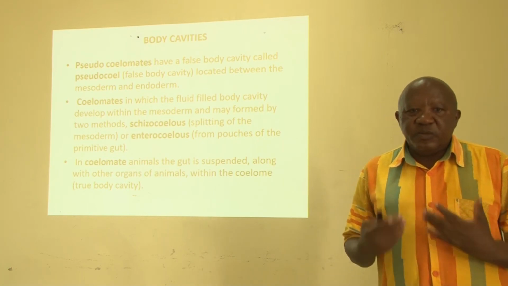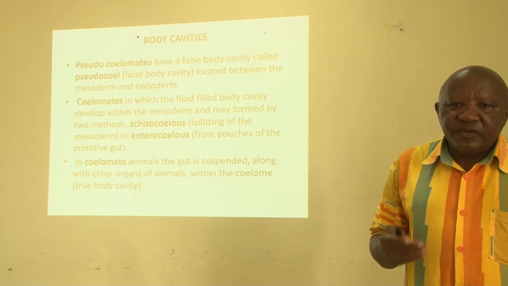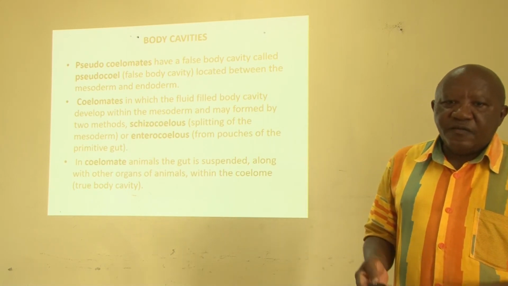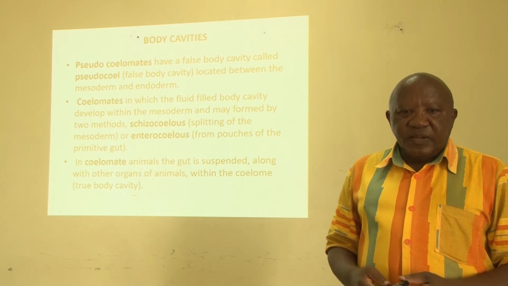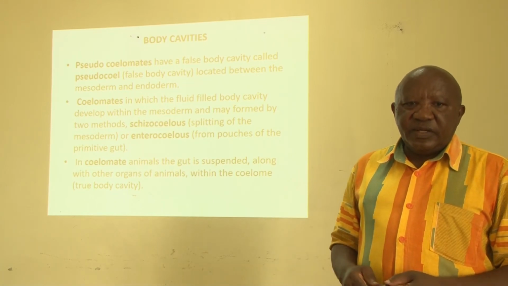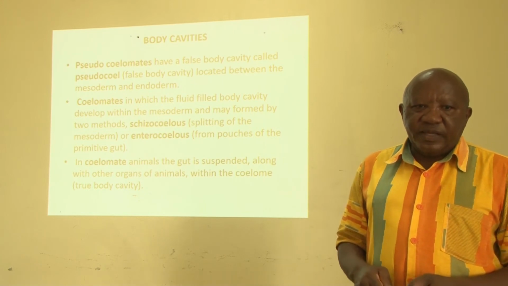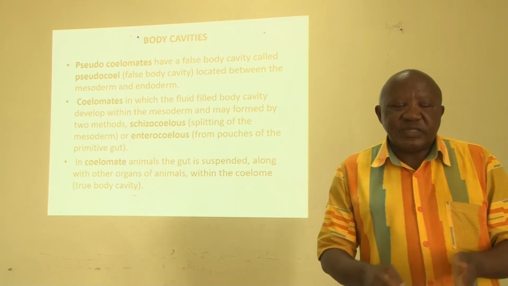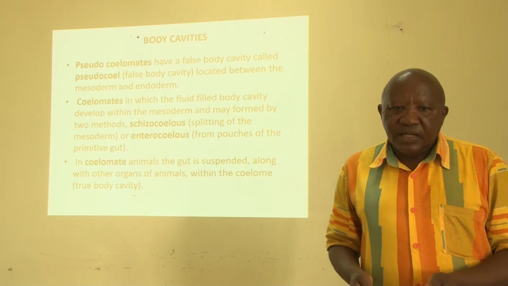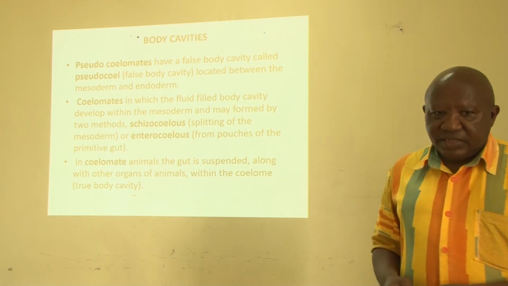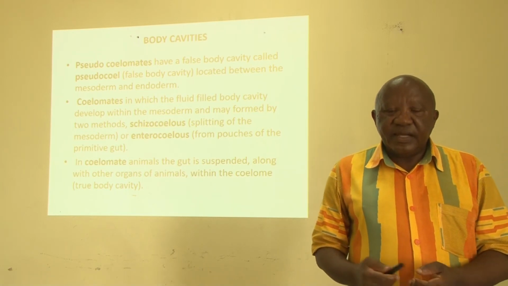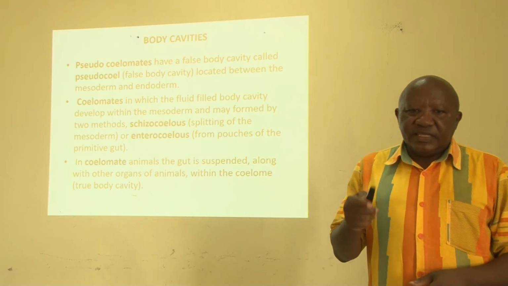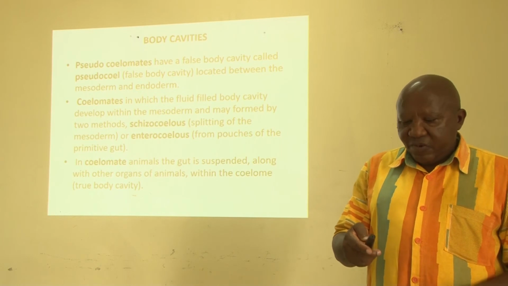And now we have the coelomates, in which the fluid body cavity develops within the mesoderm and may be formed by two methods: schizocoelous splitting of the mesoderm, or enterocoelous from pouches of the gut. These coelomates, in other words, the true coelom, the true body cavity, are all higher animals. In coelomate animals, the gut is suspended along with other organs within the coelom, which is called the true body cavity.